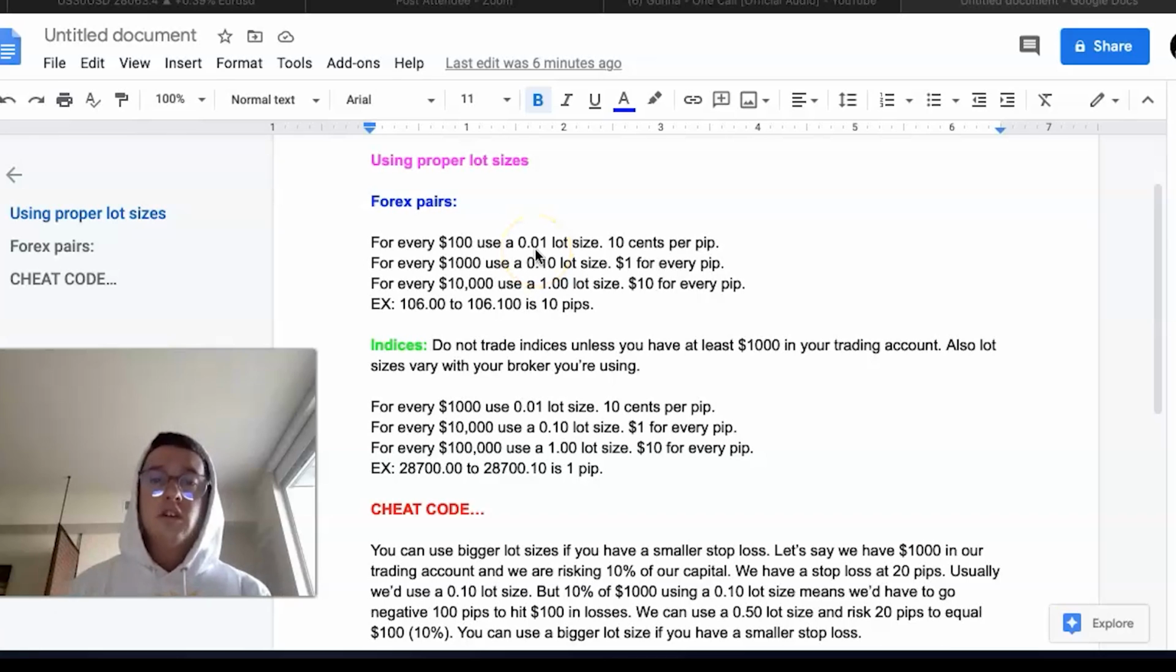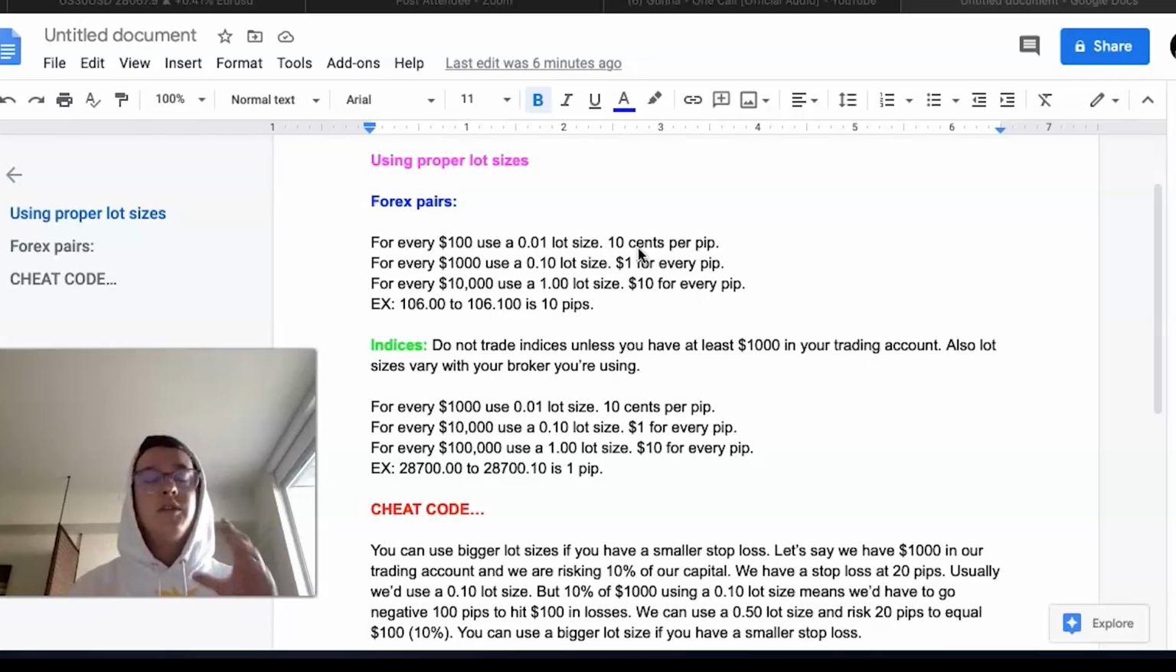For every $100 that you have in your trading account for Forex pairs, you're going to be using a 0.01 lot size. So every pip that you catch, you're going to be making 10 cents. So if you catch 10 pips, you're going to be making $1. If you catch 100 pips, you're going to be making $10.